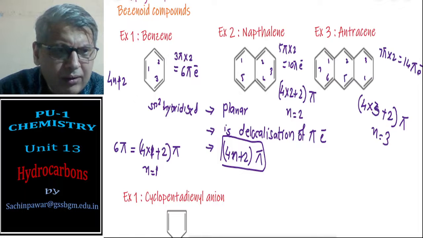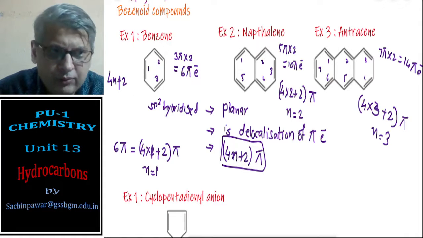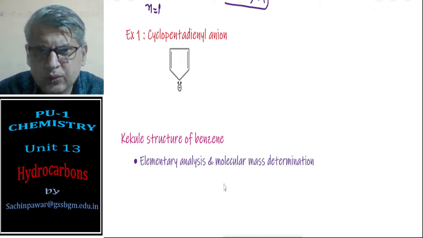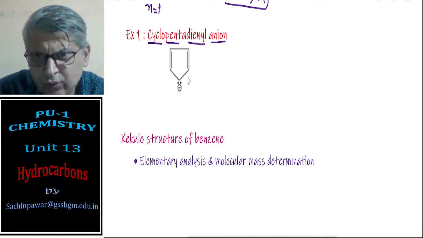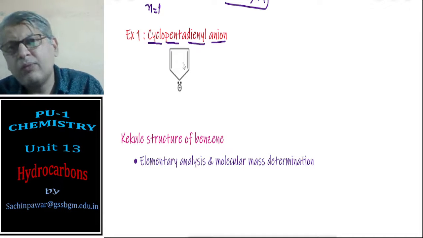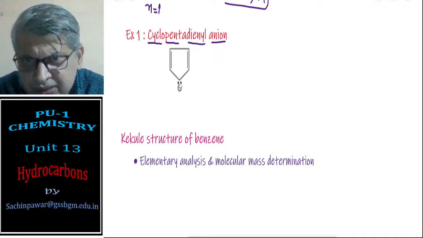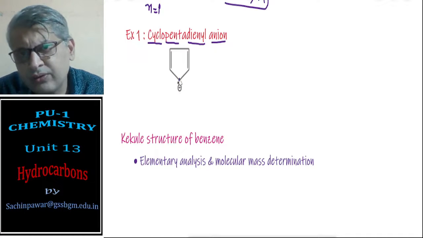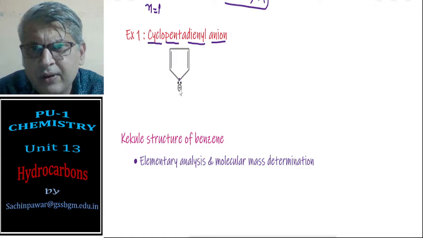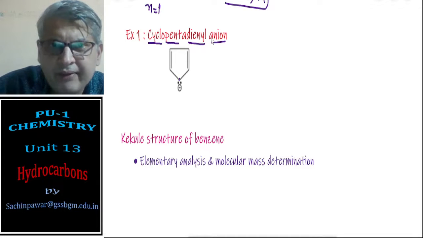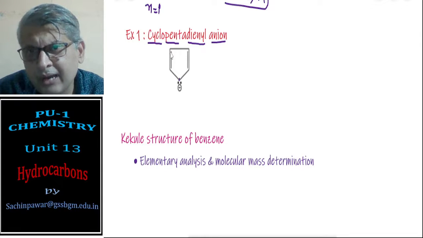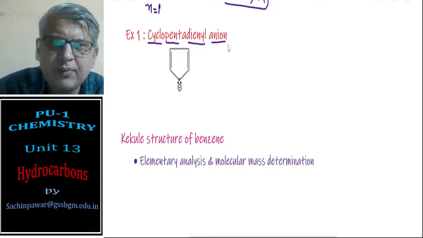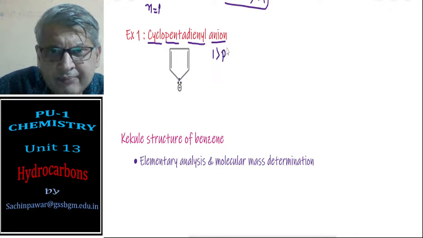Let us see one example of a non-benzenoid compound: the cyclopentadienyl anion. A five-membered ring is there with two double bonds, so it is diene. It is an anion because this carbon atom, where the cursor is, has a lone pair of electrons, therefore it is negatively charged. Now, whether it is planar: the anionic carbon is sp2 hybridized, and the doubly bonded carbon atoms are sp2 hybridized, so every carbon atom is sp2 hybridized, which means the structure is planar.